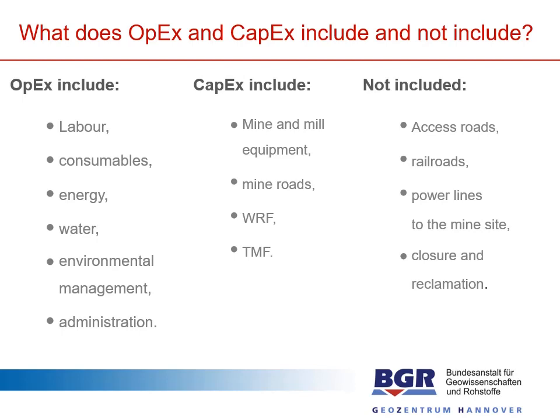you don't have general costs for this. This is highly dependent on where you are and in which environmental conditions your mine is located. So this is clearly a modifying factor. We talked about modifying factors before, and for access road, railroad, power and water, and closure and reclamation, you do not have model costs, because they are not typical costs for a mine. You have a high variation of these costs, so they are not included here.